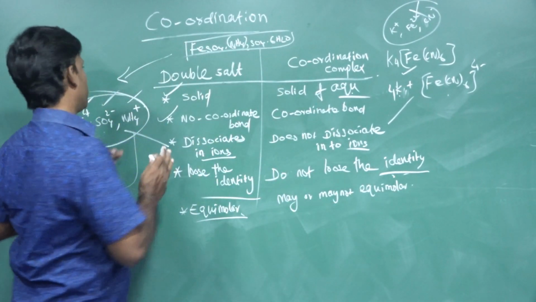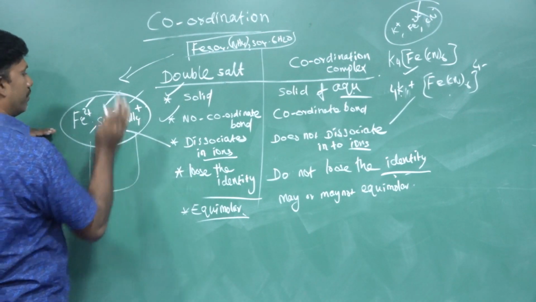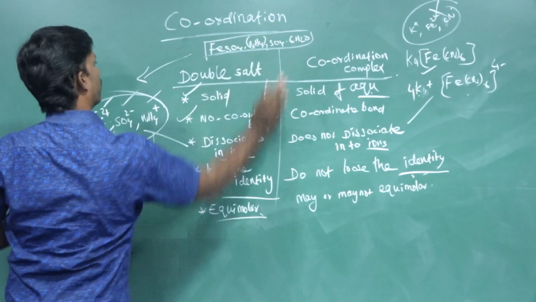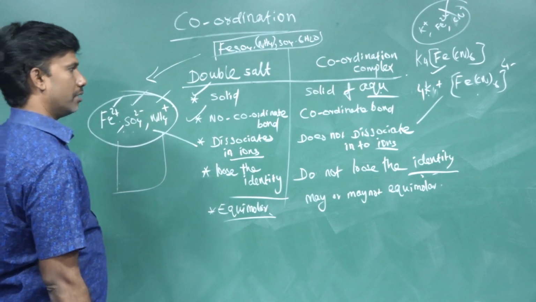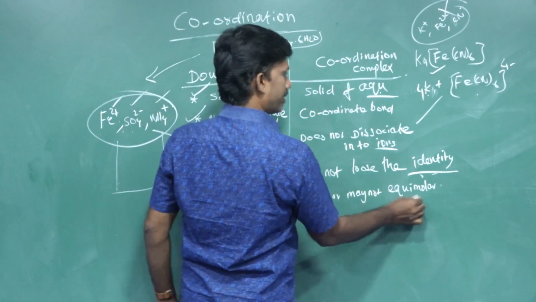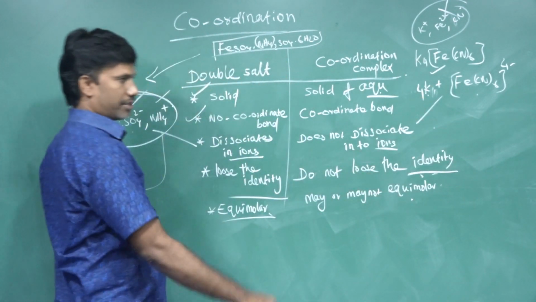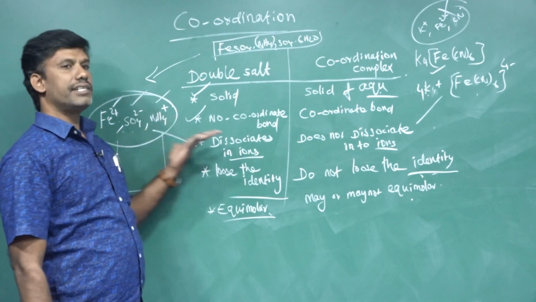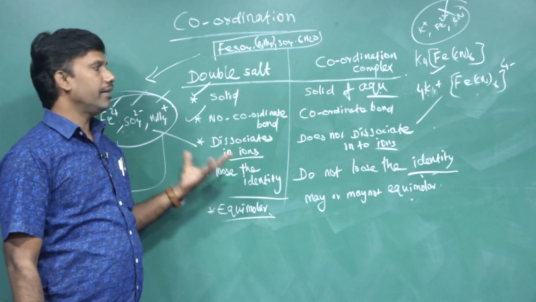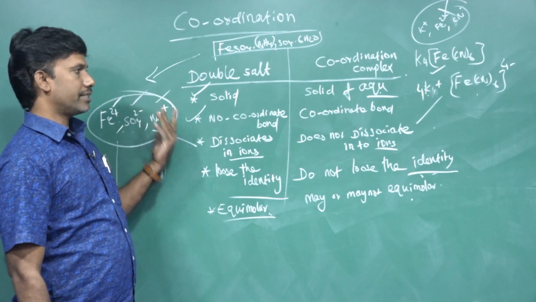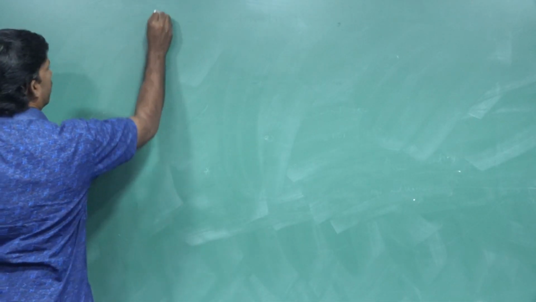If you take a definite amount, an equimolar solution of ferrous sulfate and ammonium sulfate only, you can get the double salt. Whereas this is not necessary in the case of coordination complexes. These are the differences between the double salt and coordination complexes. Let us deal with the Werner theory.